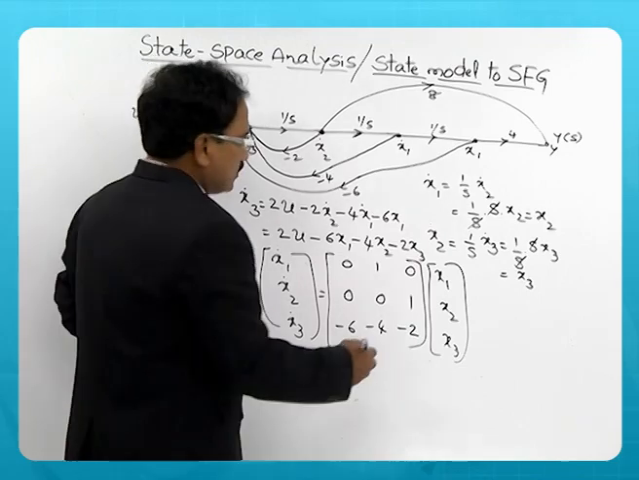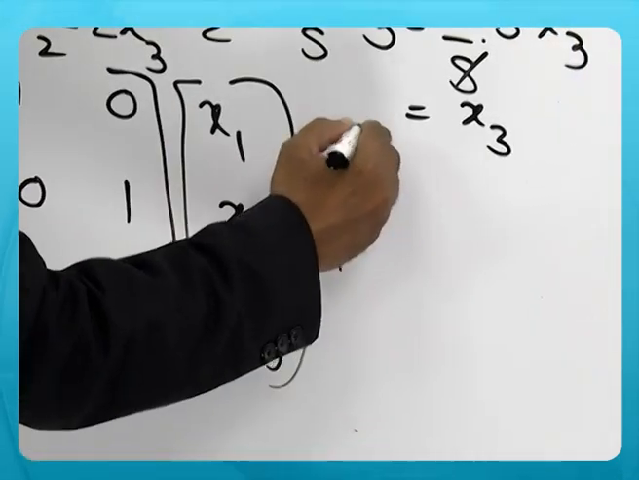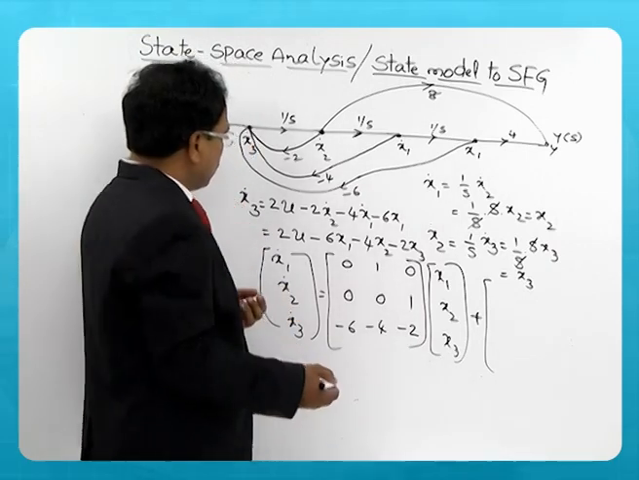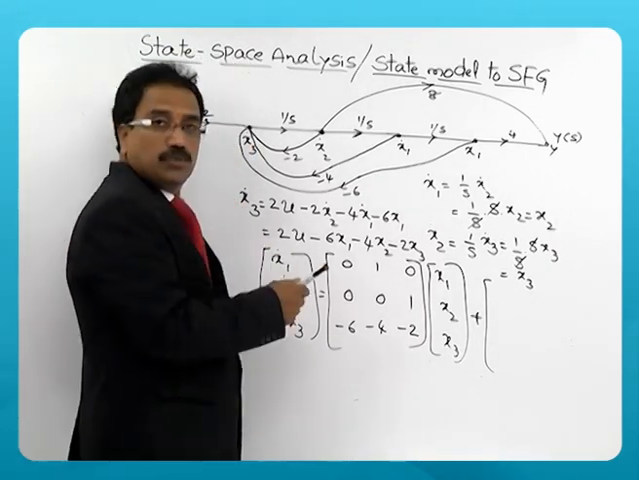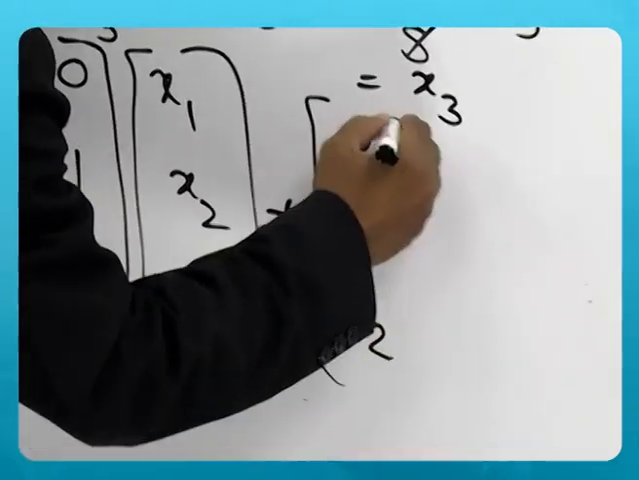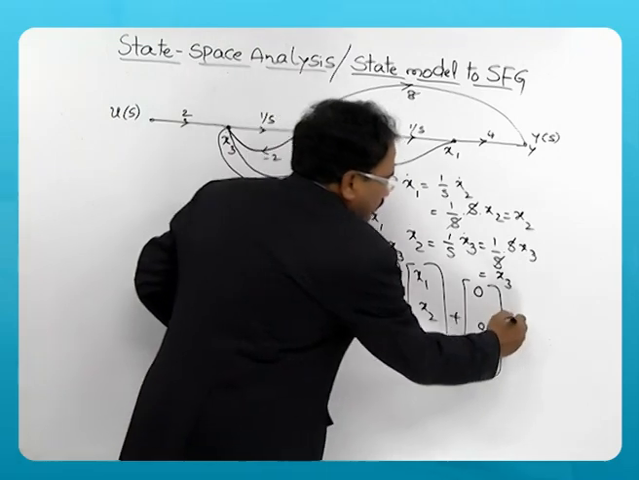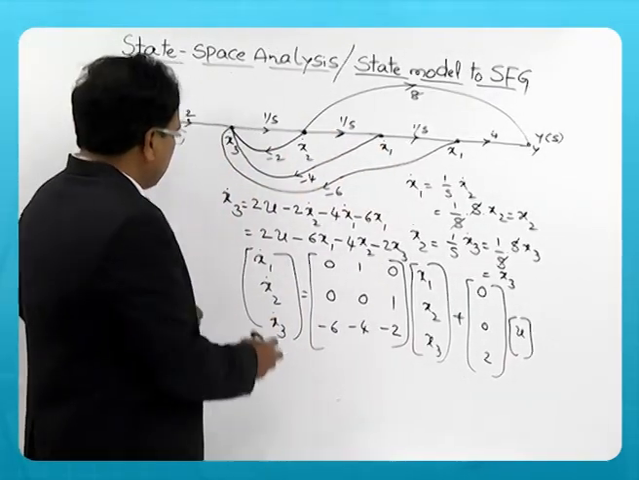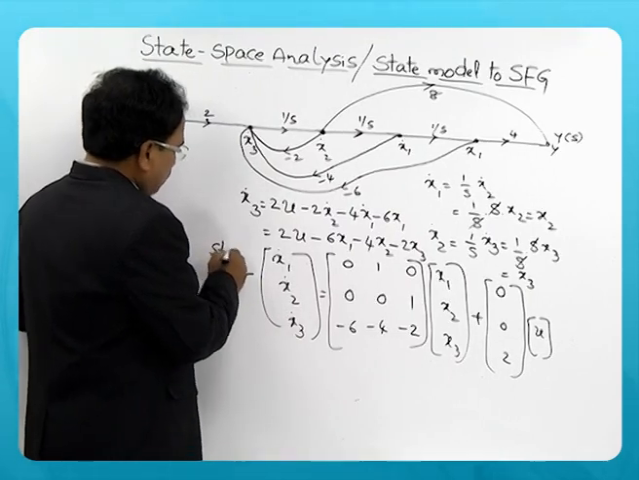So state matrix is completed, plus the input matrix. By seeing 2u, there is only one term. So 0, 0 and 2 is the coefficient here, multiplied by input vector. So this is known as state equation you could get.